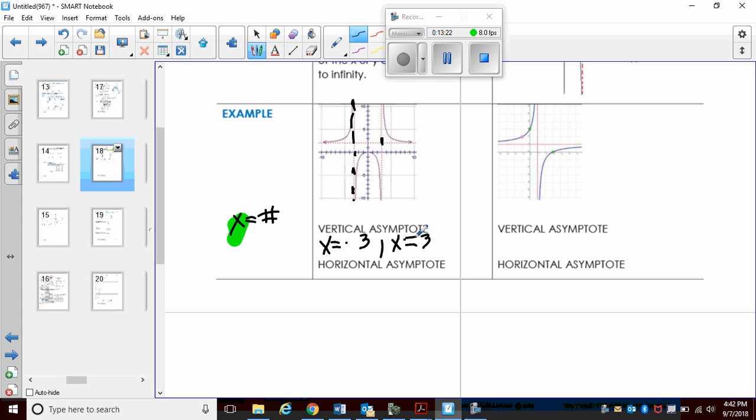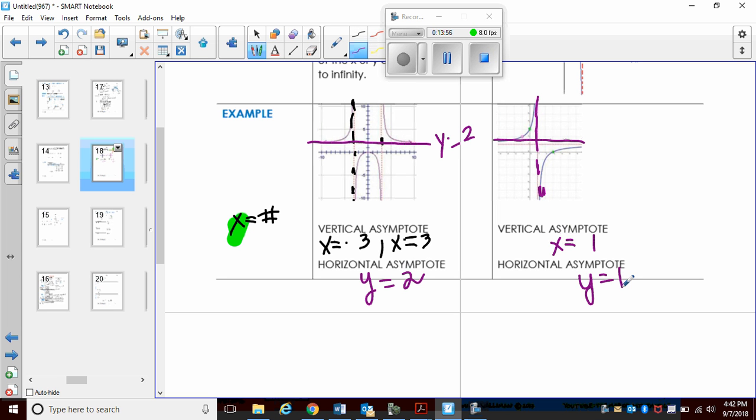Now, if I look at my horizontal asymptote, I have y equals 2. Over here, my vertical asymptote is x equals, looks like 1. My horizontal is y equals 1.